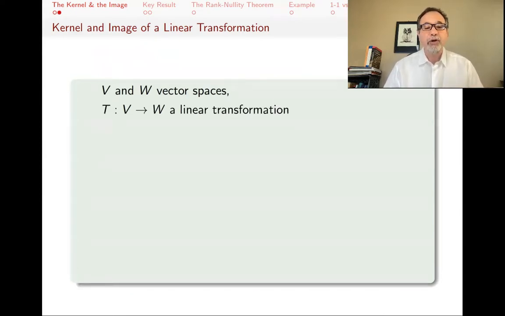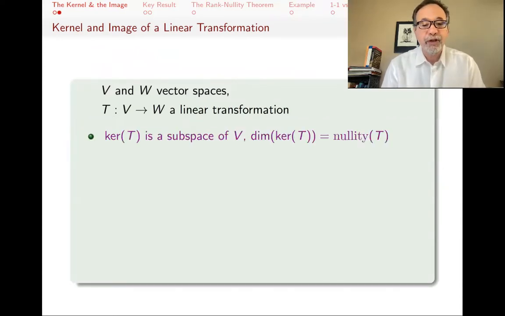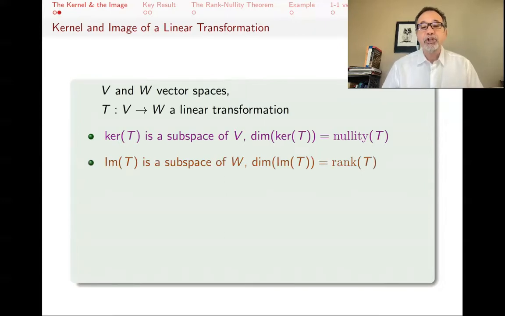So if V and W are vector spaces and we have a linear transformation, then the kernel is not just a bunch of elements, it's actually a subspace of the domain, subspace of V. And because of that, we can talk about its dimension. The dimension of the kernel is called the nullity of the linear transformation. The image is also a subspace, not just a bunch of elements, but a subspace of the codomain. And the dimension of the image is called the rank of the linear transformation.